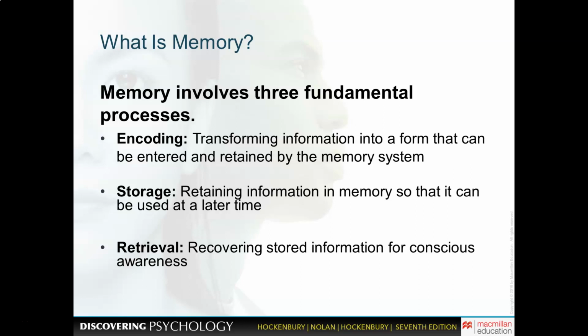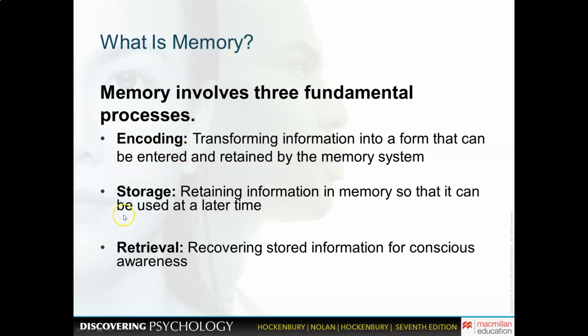So memory involves three fundamental processes. There's what's known as encoding, which refers to transforming the information that we take in into a form that can be entered and retained by our memory system. So that is the first stage right there. We encode the information as it comes in.